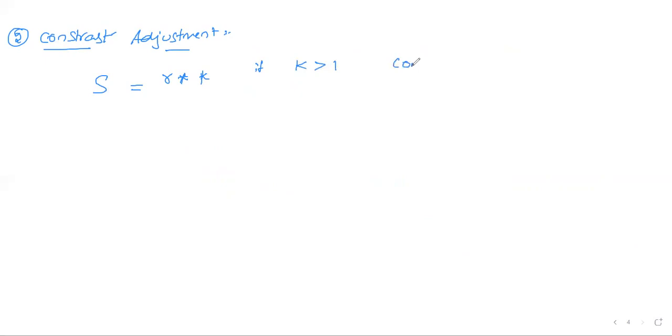Second one is contrast adjustment. Here also the function is defined as S is equal to R into some constant K. If K is greater than 1, contrast increases. If K is less than 1, contrast decreases. Okay.